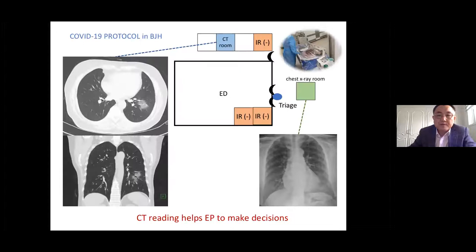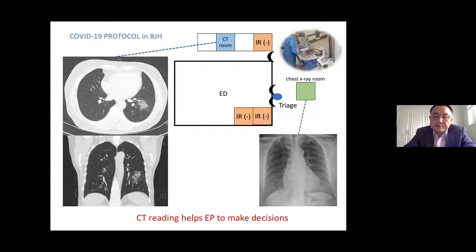For example, this is the way each hospital copes with COVID-19. This is the COVID-19 protocol in my hospital. We place the X-ray room outside of the emergency department, and we check the chest X-ray of all visitors. If the X-ray looks like probable pneumonia, the patient should undergo a CAT scan, and then be isolated in a negative pressurized isolation room.